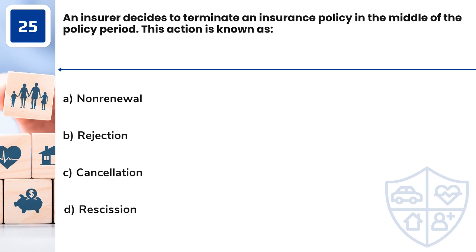Question 25. An insurer decides to terminate an insurance policy in the middle of the policy period. This action is known as A. Non-renewal. B. Rejection. C. Cancellation. D. Rescission.